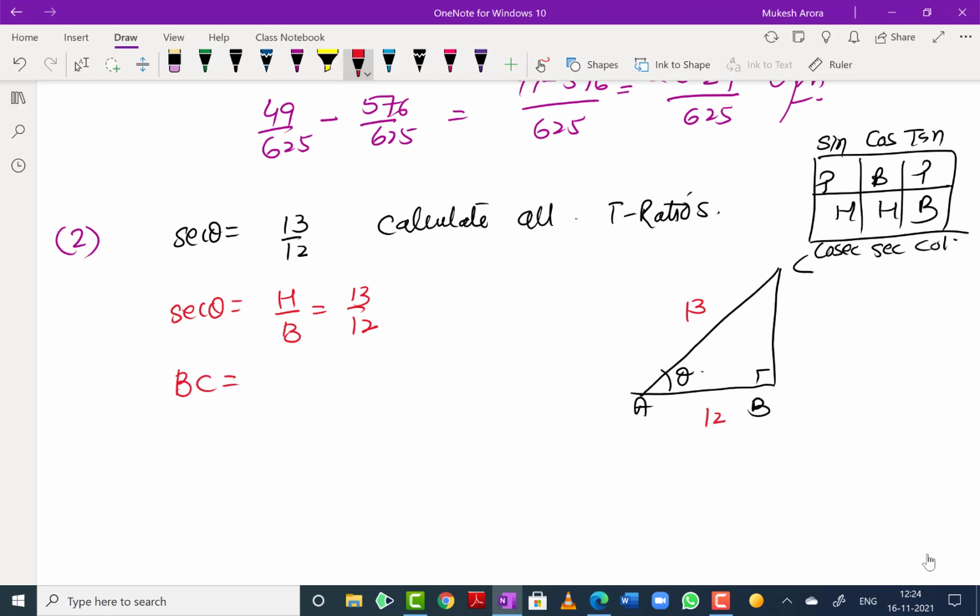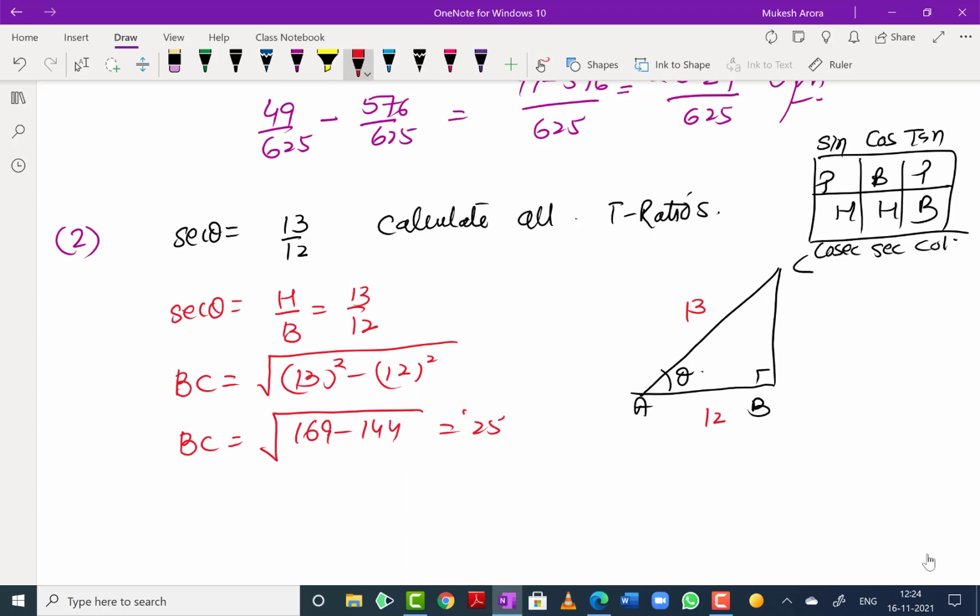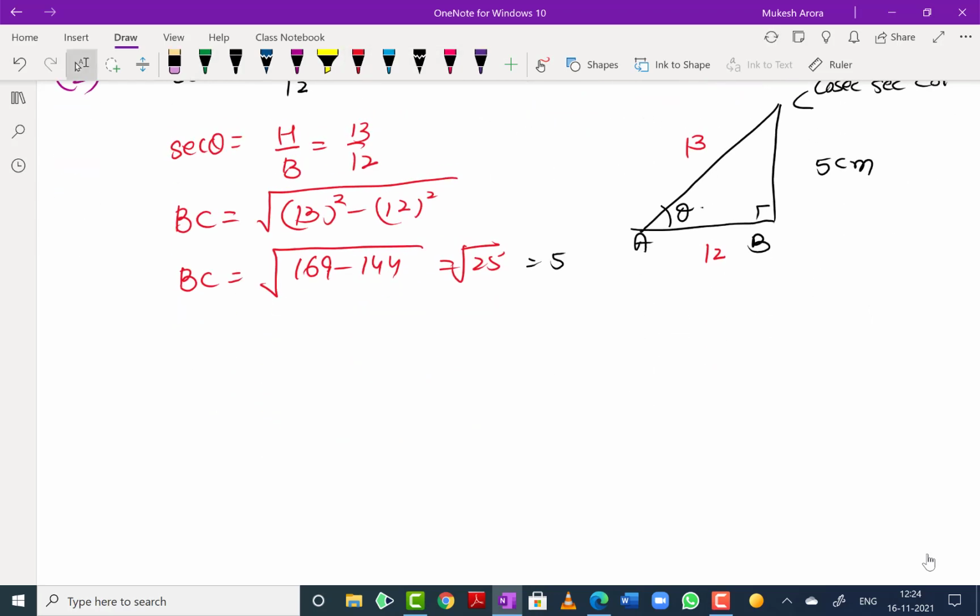So find BC will be 13 square minus 12 square under the root. So BC is equal to 169 minus 144, which is under root 25, which is 5 centimeter. Now we have to find all trigonometrical ratios. First of all, we have to find sine theta. Sine is perpendicular upon hypotenuse, 5 by 13.